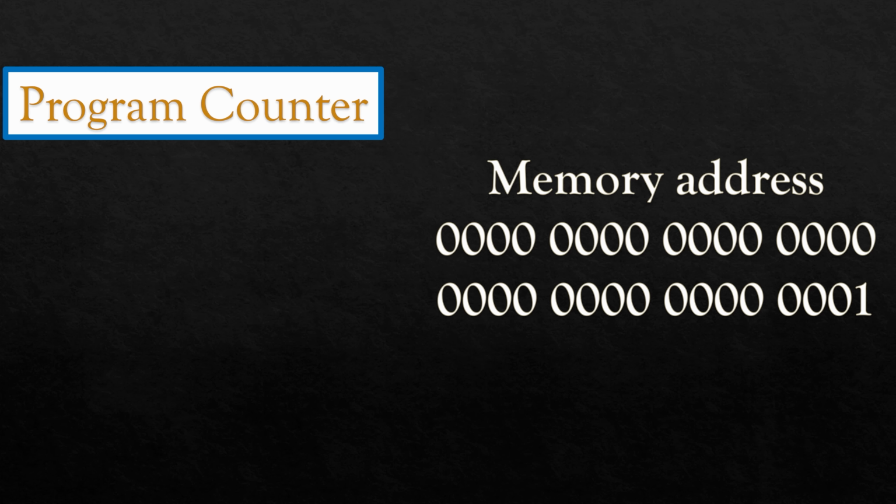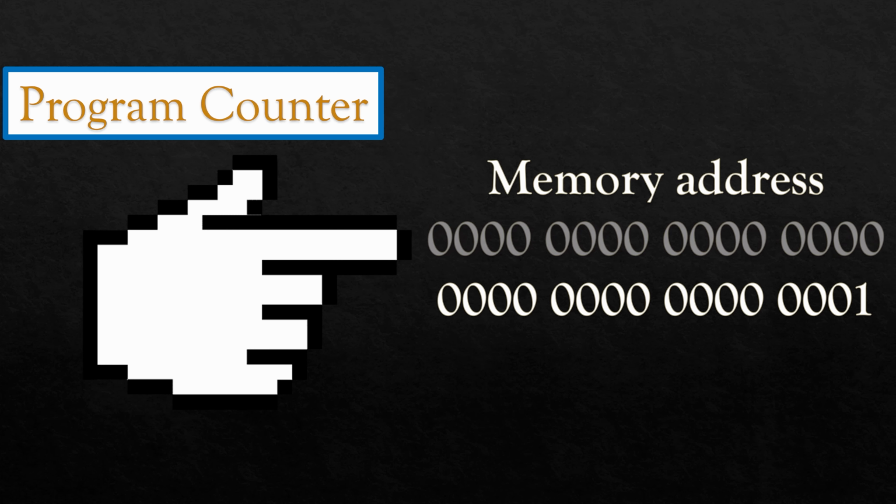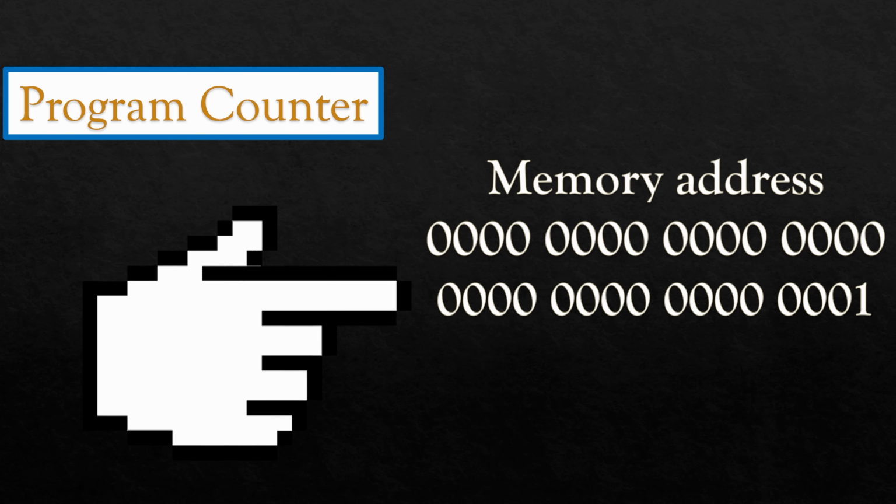Program counter is just like a pointer that points to the memory address, which is 16-bit in SAP-2. After the completion of the fetch cycle from that address, the PC gets incremented automatically to the next location.